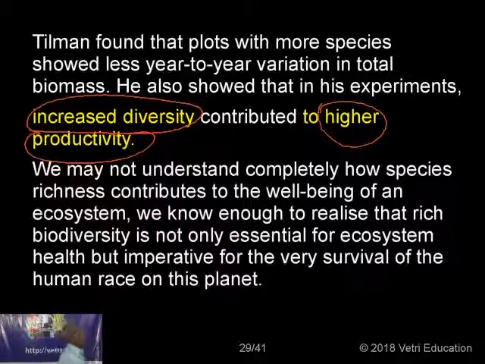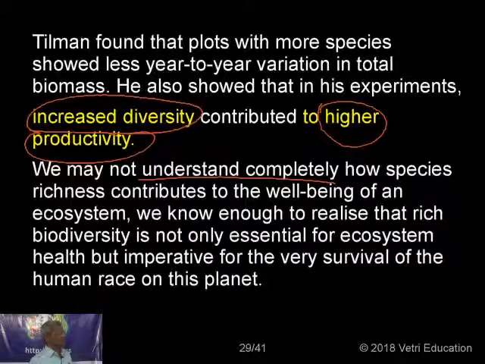We may not understand completely how species richness contributes to the well-being of an ecosystem, but we know enough to realize that rich biodiversity is not only essential for ecosystem health, but imperative for the very survival of the human race on this planet. A beautiful sentence. You may not understand completely. We have not understood nature completely. How can we understand nature completely? Nobody has understood nature completely.